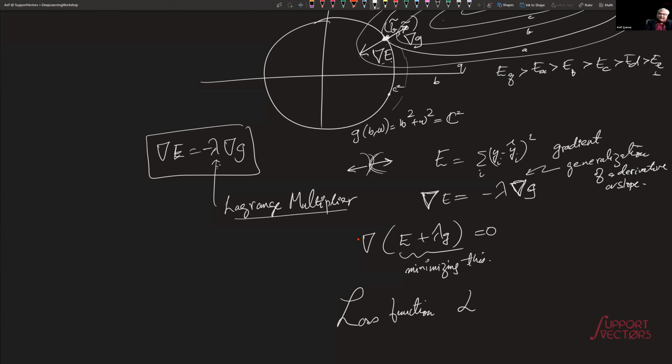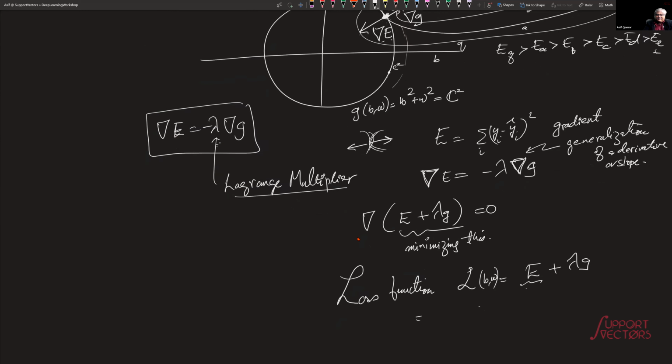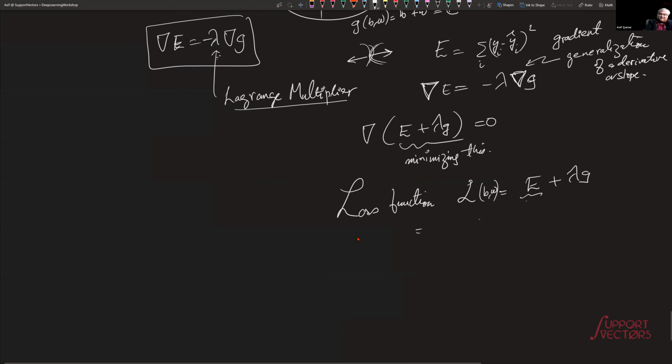The loss function, L, typically written with the calligraphic L, is a function of the parameters, let's say B and W here. It is actually E plus lambda G, where E is obviously some squared error, let's say for regression. This is applicable to classification also. It doesn't matter what it is, but let me just write it as y minus y hat squared plus lambda times G. Now, what was G? G is the equation of a circle.